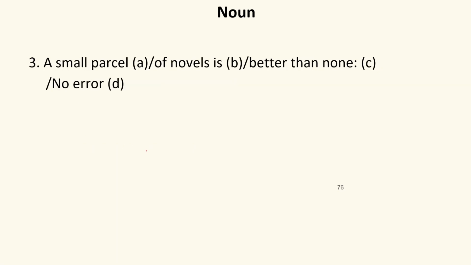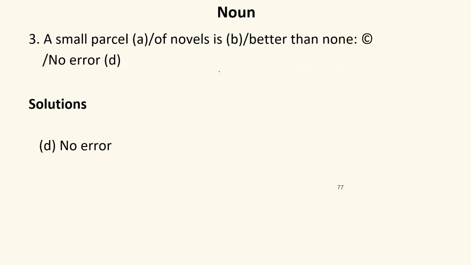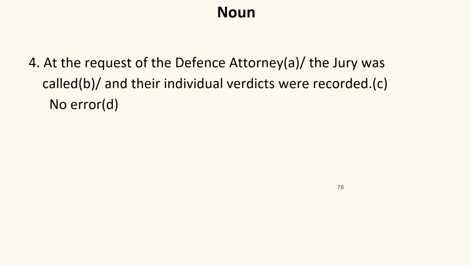A small parcel of novels is better than none. The sentence is absolutely correct. A small parcel of novels is absolutely correct because parcel is the correct collective noun for novels. So the sentence contains no error, that is, no error.